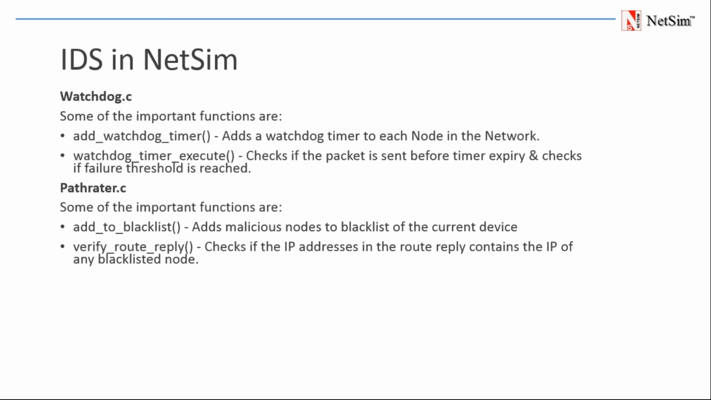Then the path rater adds the malicious node to the blacklist, and it validates routes by verifying the route reply. It discards the route reply if blacklisted nodes are present in it. So these are the main functions of these two functionalities.